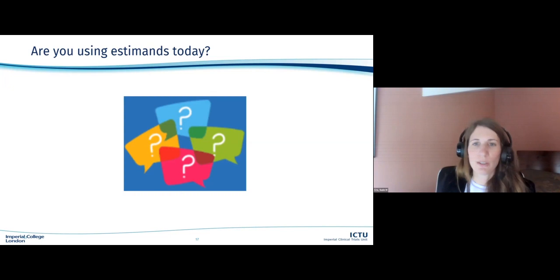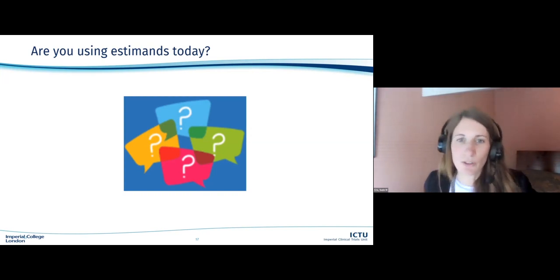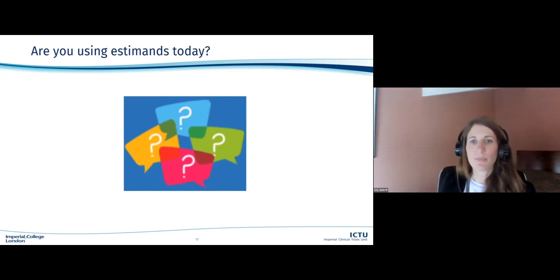So the next question we'd like to ask you is, have you used Estimand in trial design yet? So the options here are yes, no, or it might be not applicable, because we know some of you are new to trials today. Just give you 30 seconds to have a go at answering this one.